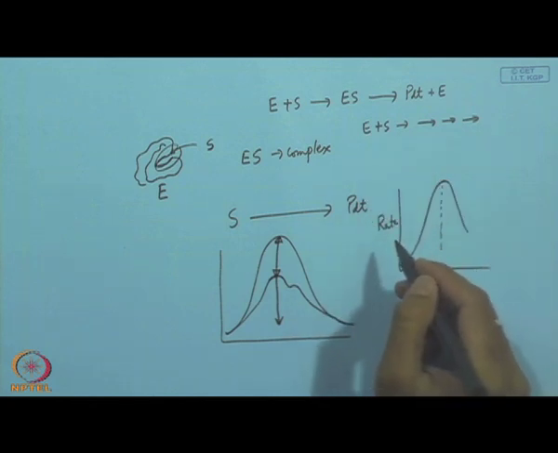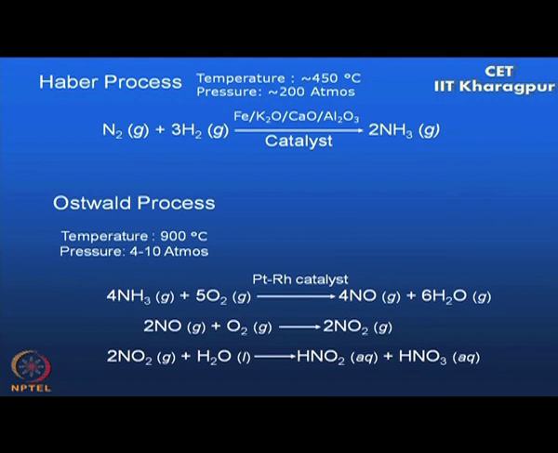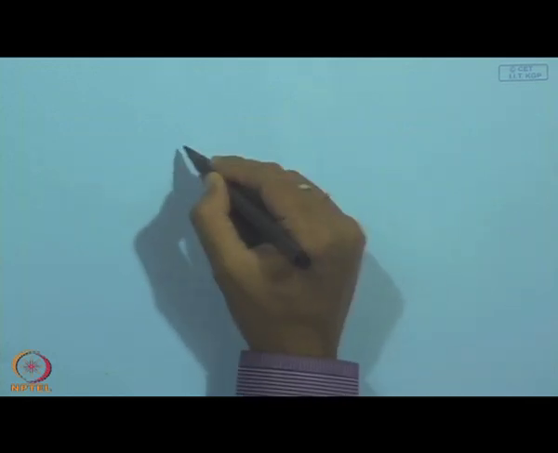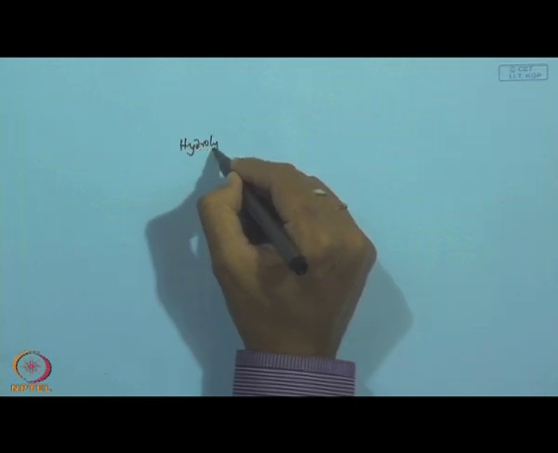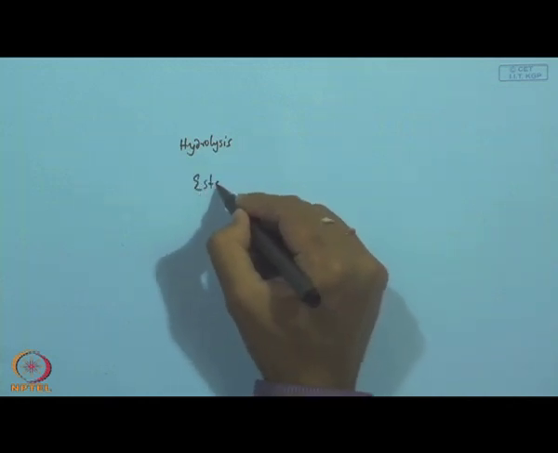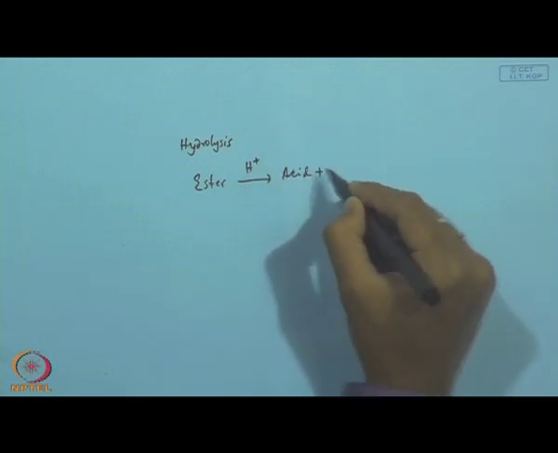So, this is the enzyme-catalyzed reaction, and I told you about heterogeneous catalysis, and I also gave you the idea of homogeneous catalysis. Homogeneous catalysis has some more features which I will talk about. Suppose you have a hydrolysis reaction, an acid-catalyzed hydrolysis reaction, that is your ester producing your acid plus alcohol.